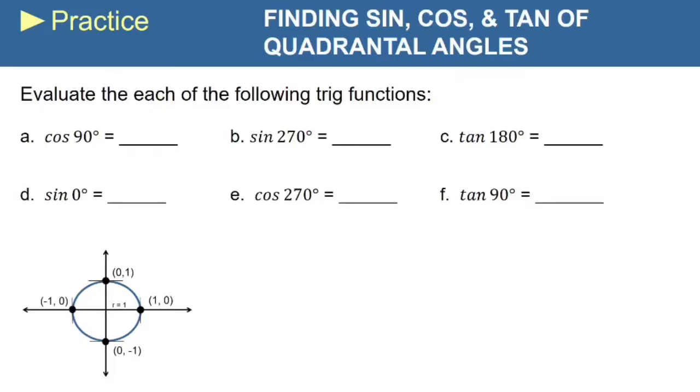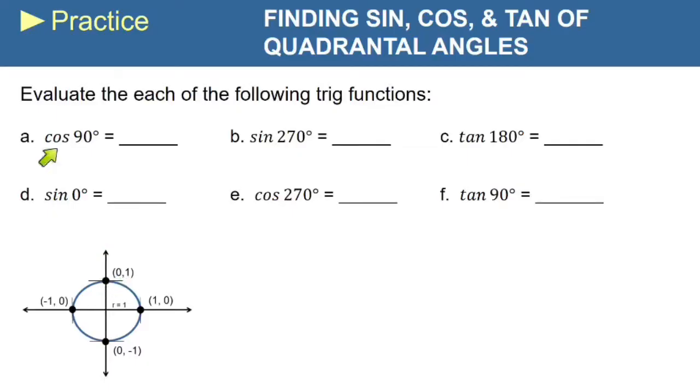So let's practice with that idea here. So I've got us a diagram of the unit circle. Remember, the x-coordinate is the cosine of your angle, the y-coordinate is the sine of your angle, and then for tangent we'll just do y over x. So all you have to do is use the angle to locate where your terminal side would be, and then use that point for your x and y.